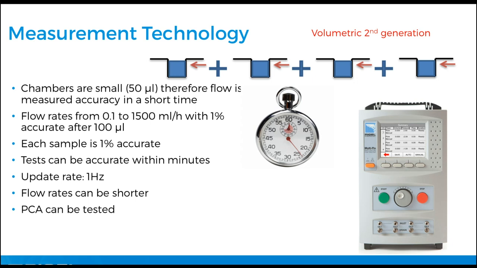What we have is a little reservoir chamber that's 50 microliters. So it's a summation of really accurate, to 1%, so each sample reading, which is divided into 200 resolutions of 50 microliters, can be used in a very short space of time to get really good accuracy and flow rates from 0.1 to 1500 milliliters per hour.